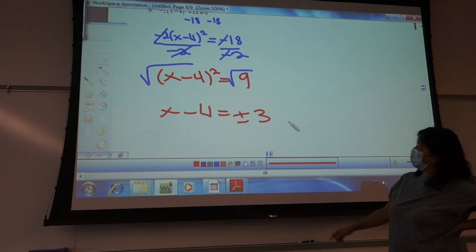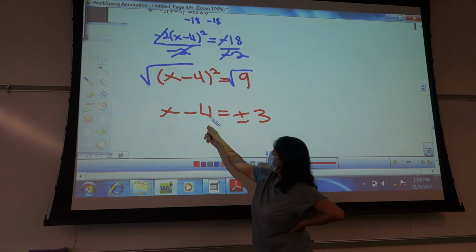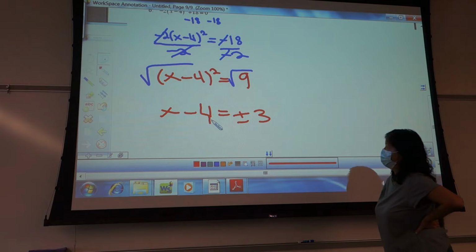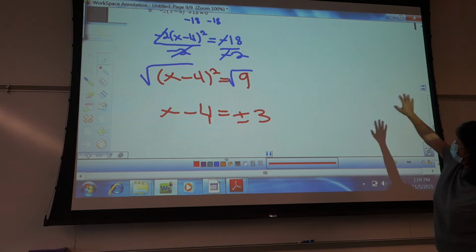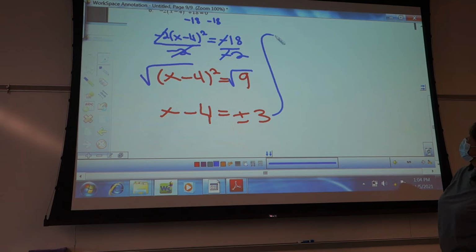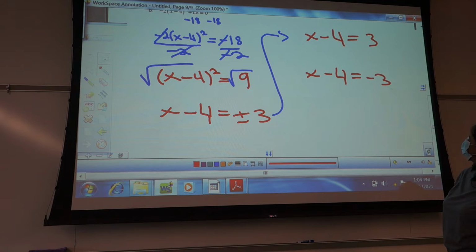Give me a little extra tail on your 4. The 4 is a little sloppy. Perfect. Then we can bring this up here. And then we're going to have x minus 4 equals 3, and then x minus 4 equals -3. And then from here, we can just add 4 to both sides.